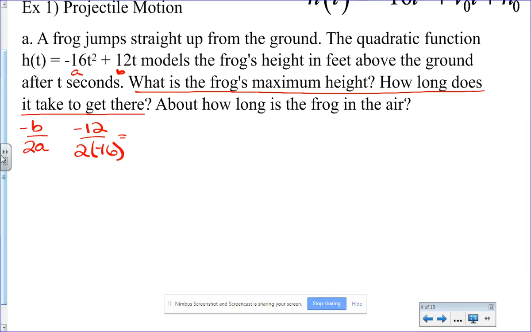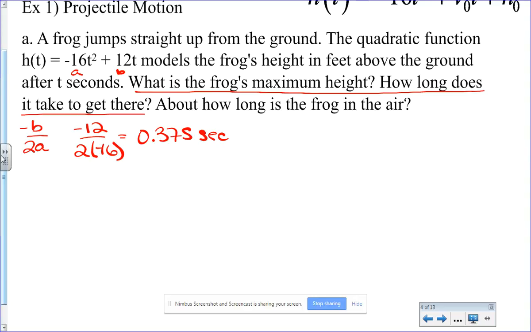If we simplify that, 12 divided by 32 gives us 0.375. And this is seconds. So that's actually the answer to the second question. How long does it take to get to the maximum height?